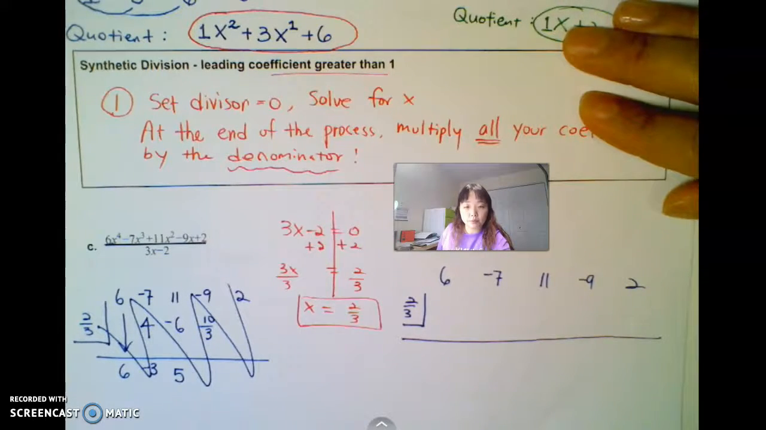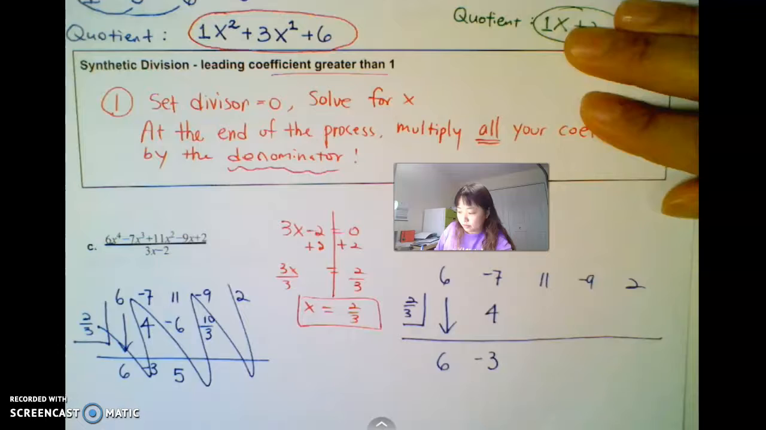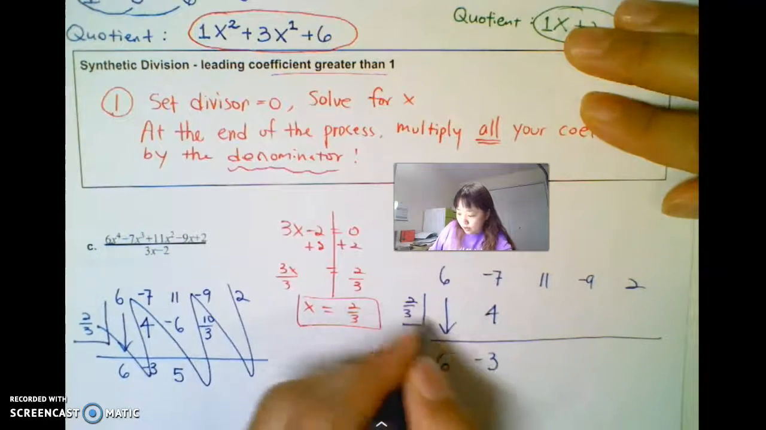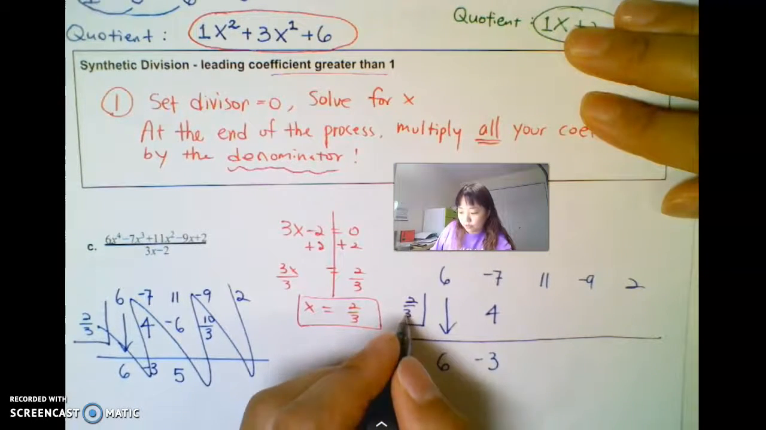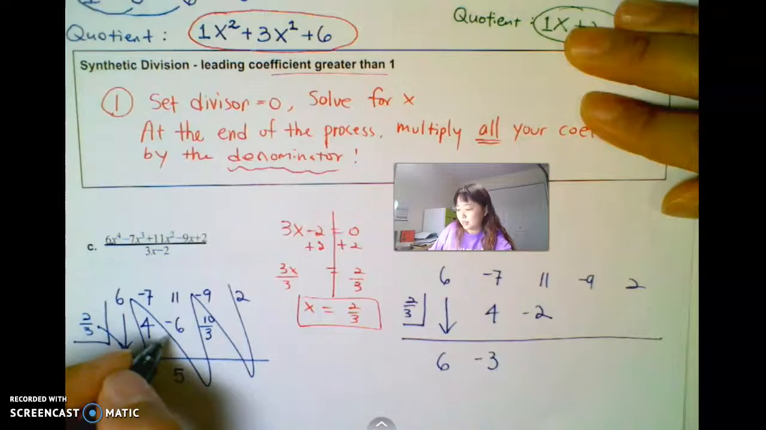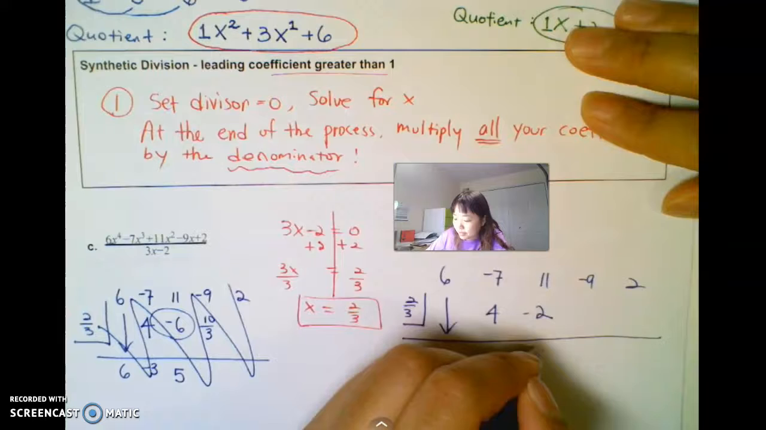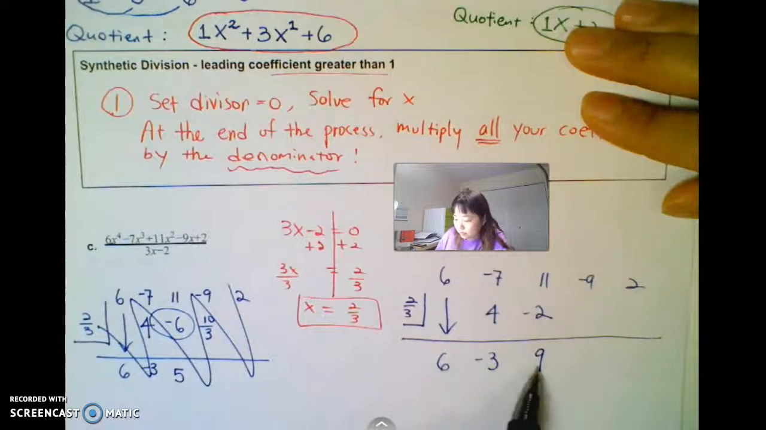Okay, so we do the same process. Drop the first, so it's 6. Multiply them together, so that's 4. You add them together, it's -3. You multiply these two together, and it is 2/3 times -3 is -2. So if you look at this, that's where I made a mistake. Everything else was turning into fractions, and that's why I was like, wait a minute, I made a mistake. So then you add them, it's 9. You multiply together, that is 6.